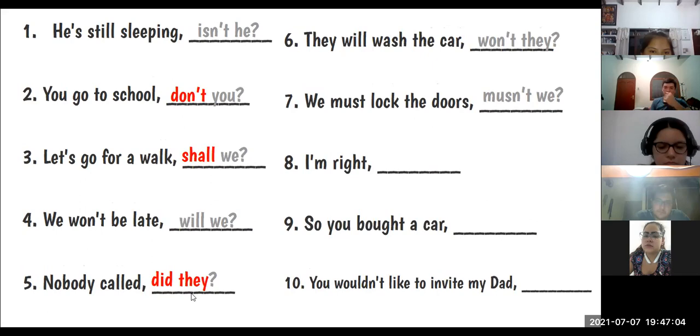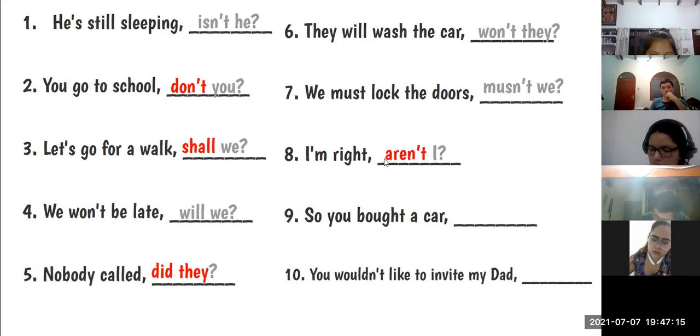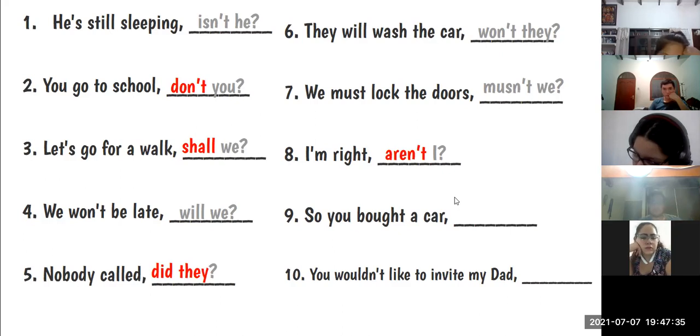Ok, this is an exception too. Ok, cuando tenemos el verbo to be am, como no podemos transformarlo al negativo y contraerlo, lo escribimos así. Aren't I? Ok, utilizamos en lugar del verbo to be am, utilizamos aren't. Porque no podemos contraer am y not. ¿Cierto? No existe esa contracción. Entonces, por eso hacemos esa excepción y escribimos aren't I.